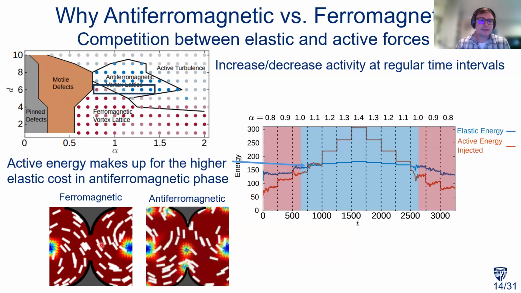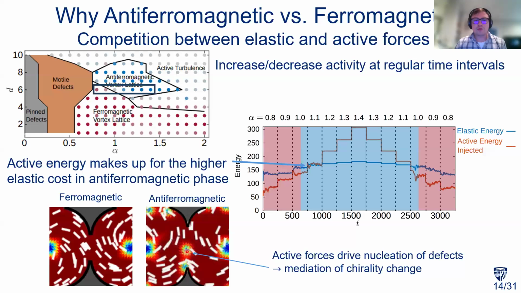On the other hand, in the antiferromagnetic phase, the chirality has to change, and it would like to do it abruptly. So it's going to cost energy to do that. But luckily, what the active force tends to do is nucleate pairs of topological defects. And these negative defects that sit in the middle are nucleated by the active forces and mediate this change in chirality. And so the active forces can make up for the elastic cost.